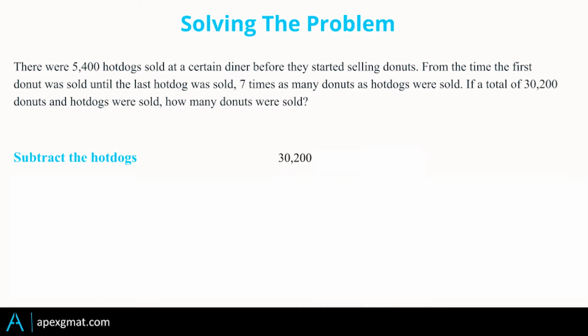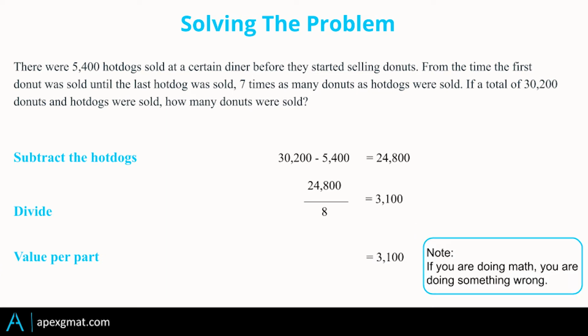We take that 30,200, knock off the 5,400, and get to 24,800. And lo and behold, that's divisible by 8, meaning each part is going to be 3,100. Notice there's no complex division there. 24 divided by 8, 800 divided by 8. And that's the sort of mental math we can expect from the GMAT always, which, as you've seen before, if you're doing complex math, you're doing something wrong.